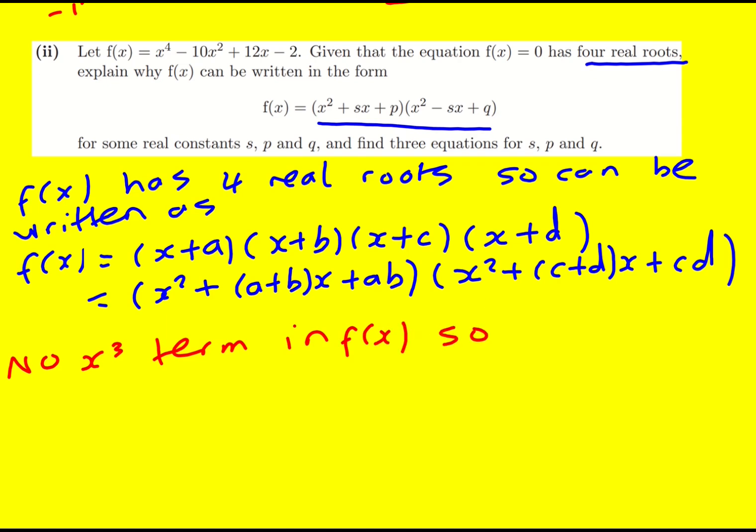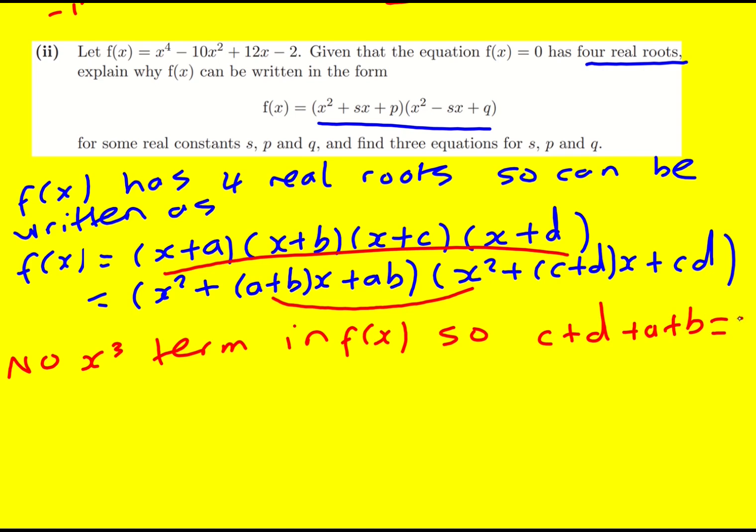So let's work out the x cubed term in terms of a, b, c, d and see what happens. We're going to get one by doing x squared times c plus dx, so the coefficient would be c plus d. And then by doing a plus b x times x squared, which will give us a plus b. So when we add these together, we get 0, and therefore a plus b is equal to minus (c plus d). And you can see we're on our way.